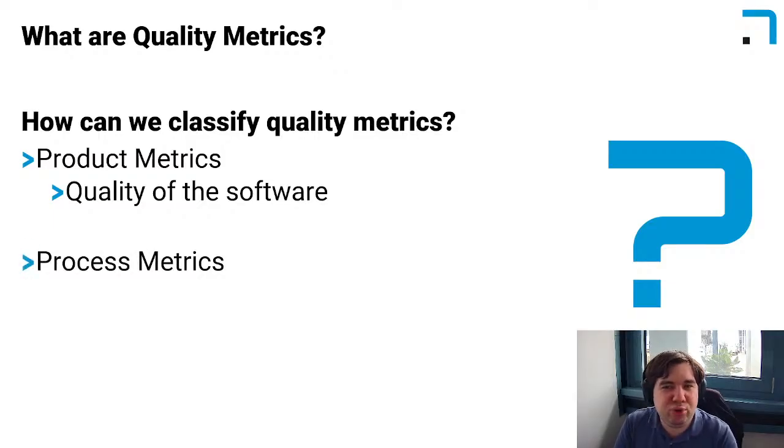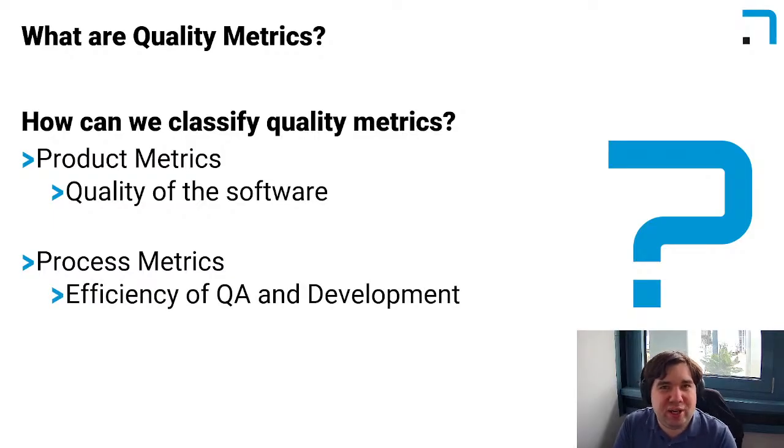Then we have process metrics. Process metrics is probably looking more at the efficiency of QA and development. So how efficient are we being in QA? We may have identified these bugs, but how quickly are we resolving them? How many of them are coming back up after a bug fix has been developed? That kind of thing is more about process metrics.